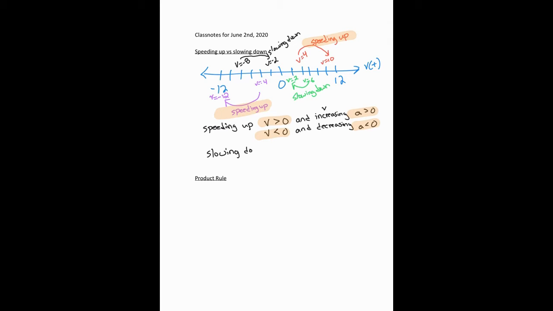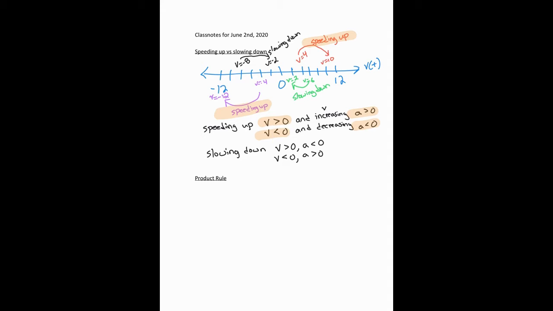And then slowing down are going to be the two cases where you have opposite signs for them. So you could be slowing down when your velocities are positive and your acceleration is negative, or when your velocities are negative and your acceleration is positive. So for these problems, what you want to do is find the first derivative of position, which will be velocity, and then find whether your velocity is positive or negative at that place.